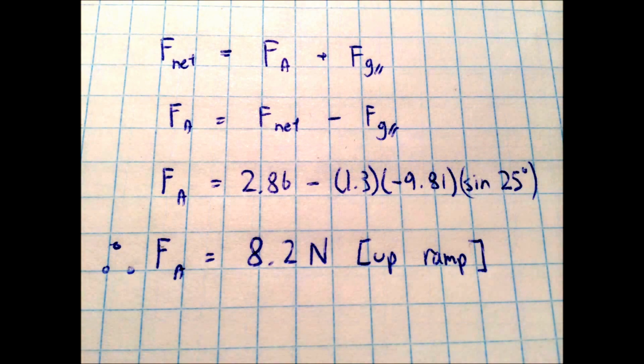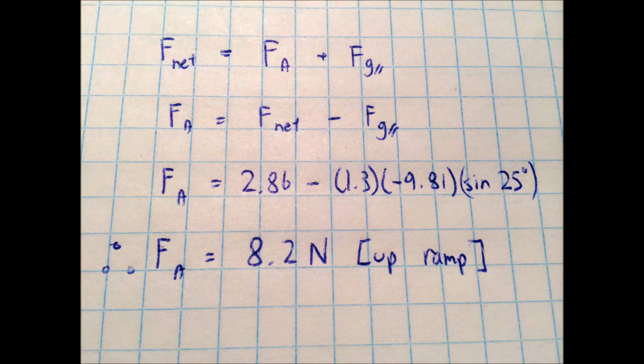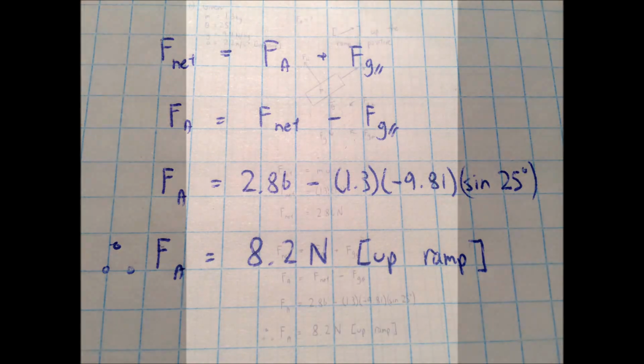Once again, we know that the net force of the system is equivalent to the applied force plus the parallel component of gravity. Recall that the parallel component of gravity is mg sine theta, and that we have already solved for the net force. Using this, we can rearrange the equation to solve for the applied force. Taking into account two significant digits, the applied force turns out to be 8.2 newtons up the ramp. We have now solved part B.